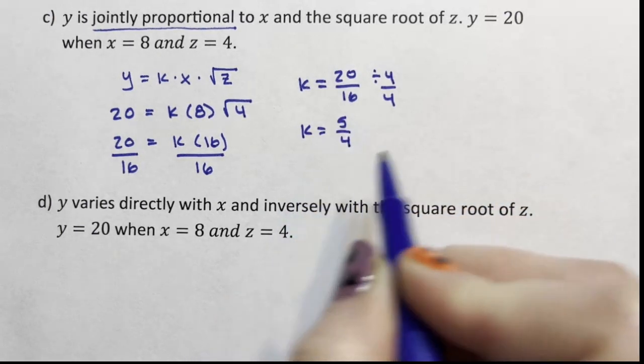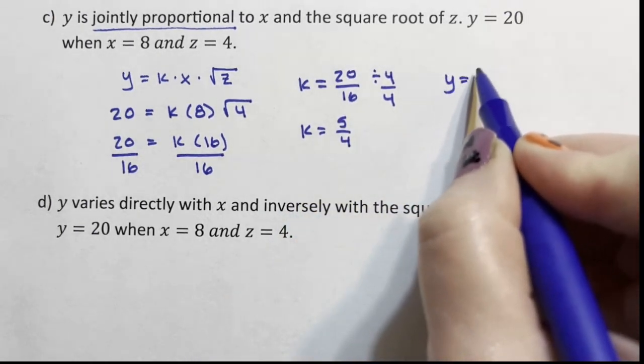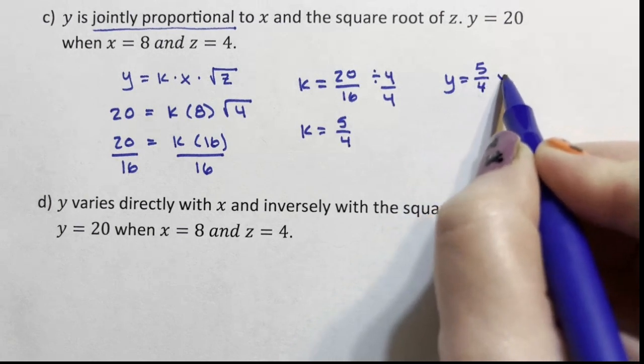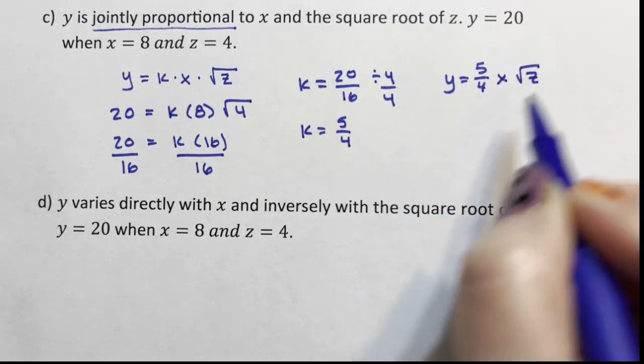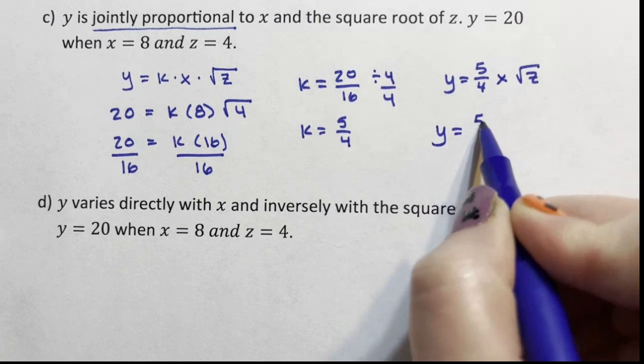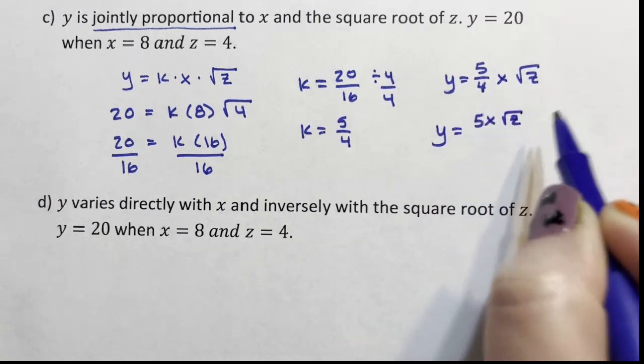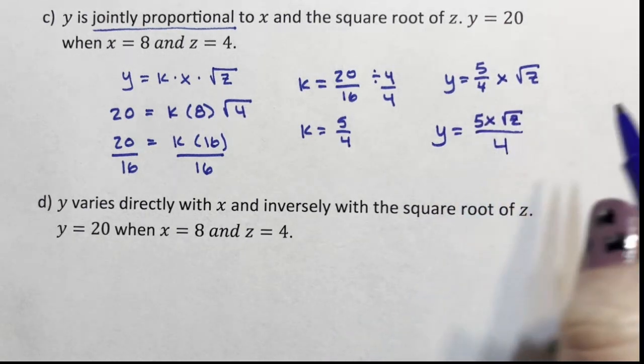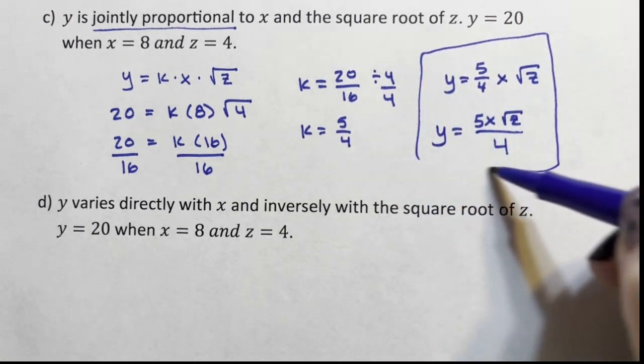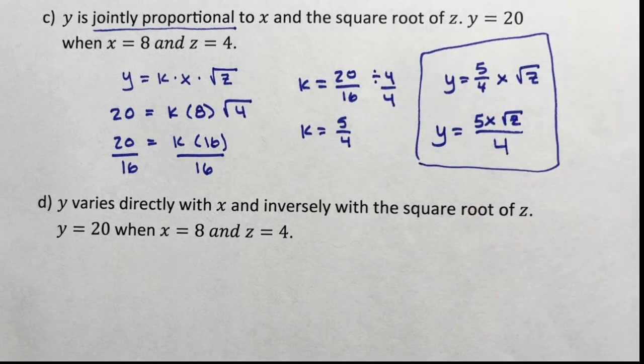And I'm either going to write this as y equals 5/4 x times the square root of z, or you could write y equals 5x times the square root of z over 4. Both of these are fine answers. They are the exact same answer. It just depends on how you want to write your answer.